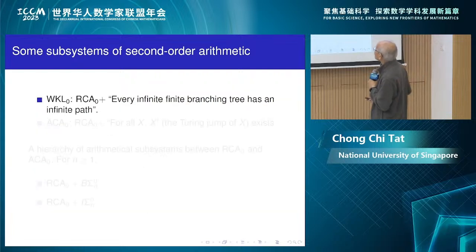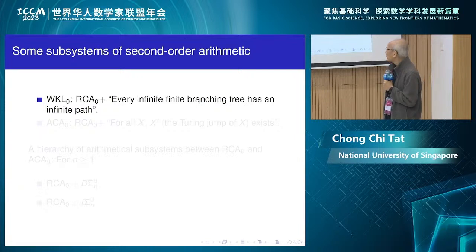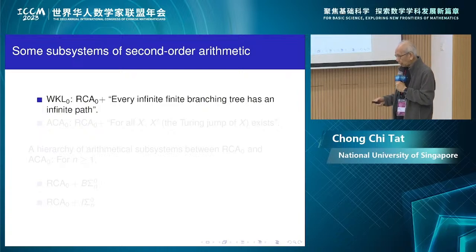Then the next one is what is called WKL0. WKL0 stands for Weak Koenig's lemma. So WKL0 is a subsystem that is stronger than RCA0. It includes RCA0 plus the axiom that says that any infinite finitely branching tree must have an infinite path. So that is a system that is sort of lying just above RCA0.